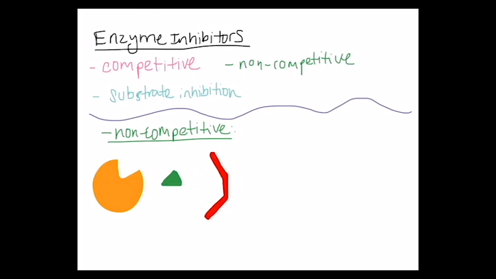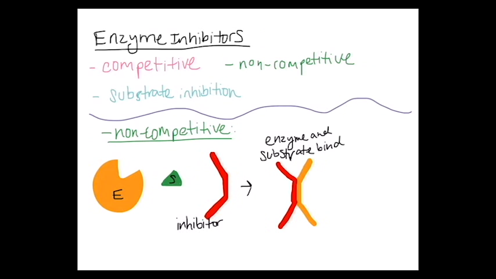In non-competitive inhibition, a substance is added to the enzyme, which changes the enzyme's shape. It does not bond in the active site, but to another location, which then alters the shape of the active site and prevents substrates from being able to react.